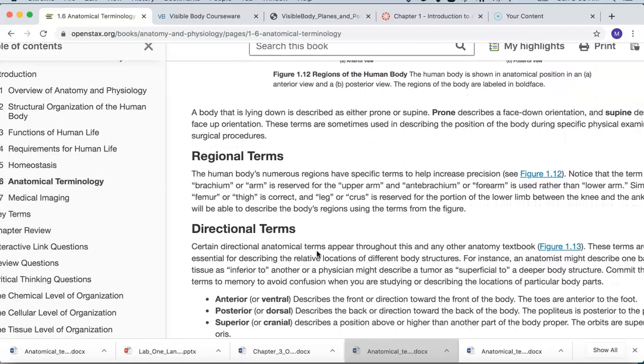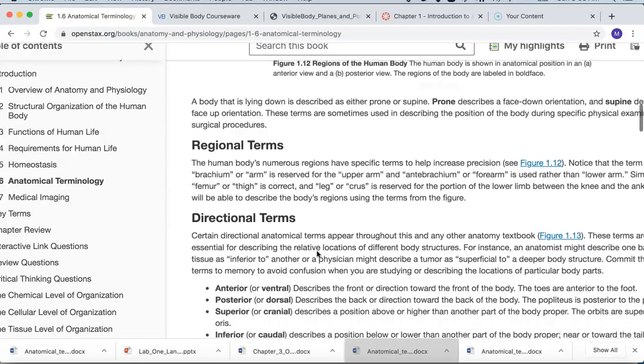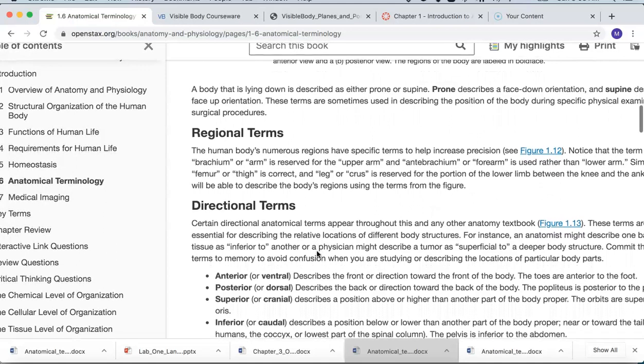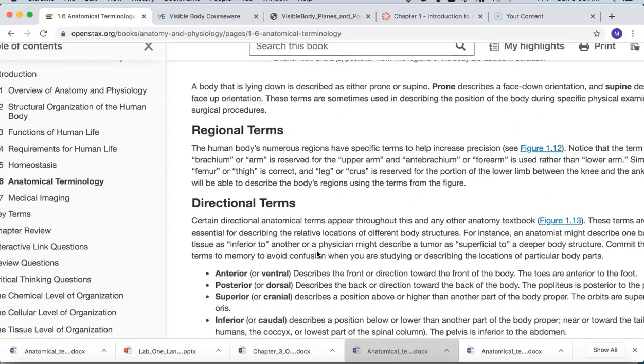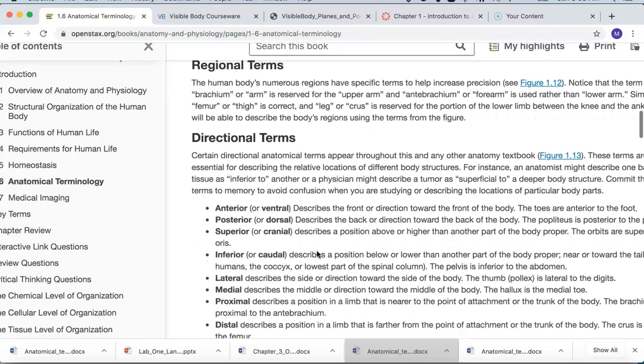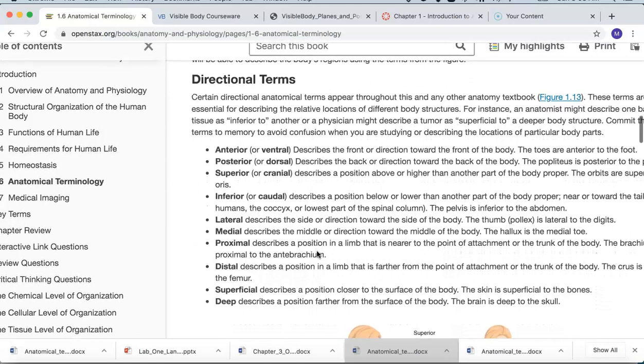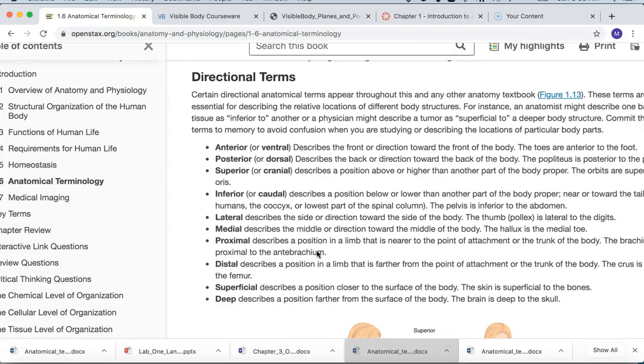Okay, so let's go take a look at some of what we refer to as regional terms. You have to get used to describing the body in terms of directions, and so we're going to use some terminology bolded here, and these are the ones I definitely want you to get to know. Anterior, posterior, superior, inferior, lateral, medial, proximal, distal, superficial, and deep. These are put together in pairs.